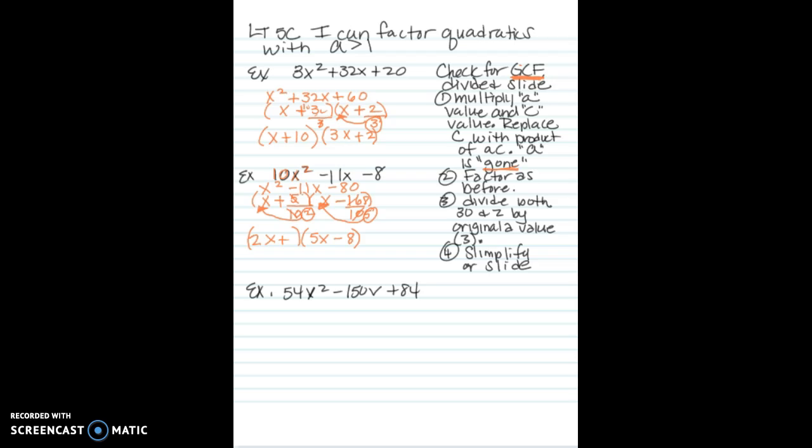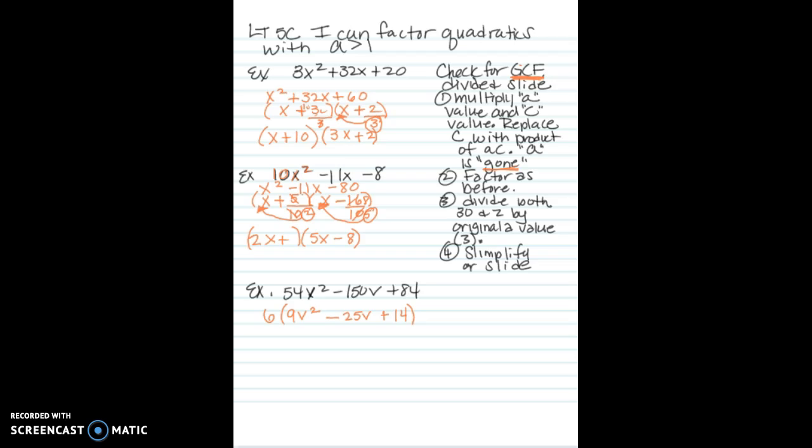On my next example, 54v squared minus 150v plus 84, I remember to check for a GCF, and oh, I have a GCF. The GCF is 6. So the 6 comes to the very front of the parentheses like a distributive property. Well, 54v squared divided by 6 would be 9v squared, minus 150v divided by 6 is 25v, plus 84 divided by 6 is 14. So there's my new trinomial.